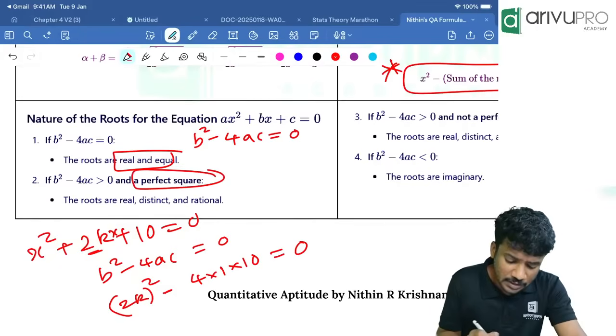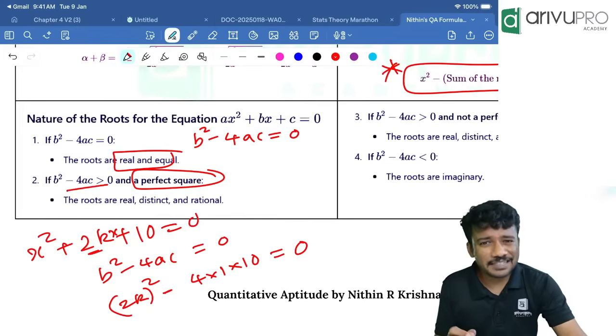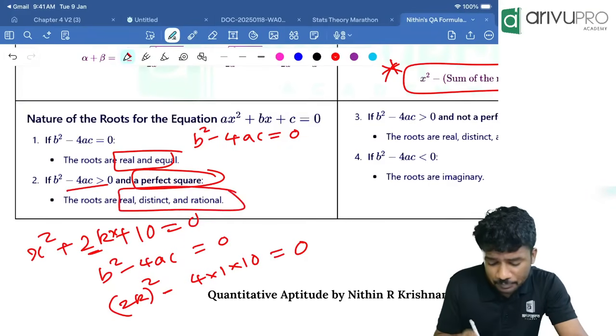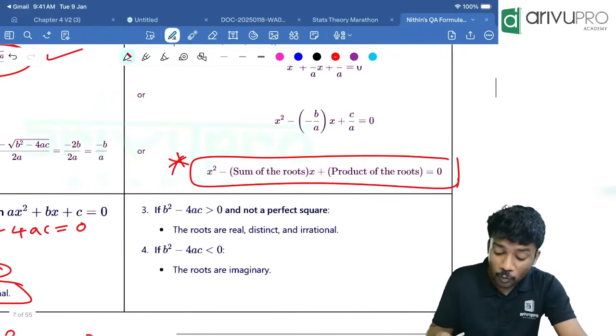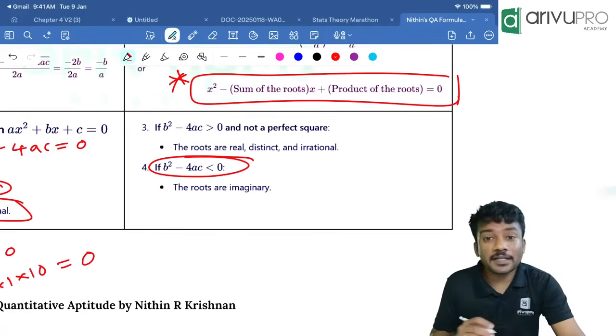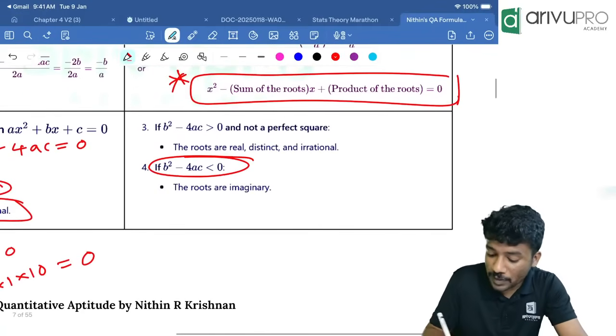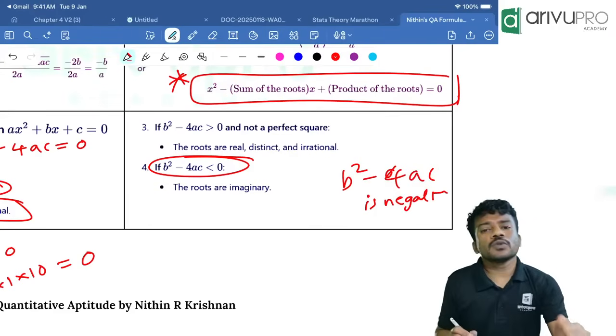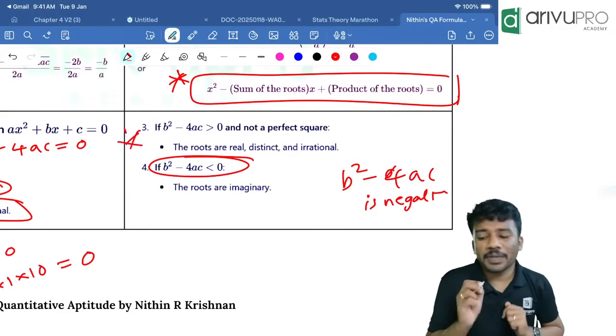Then if b square minus 4ac is greater than 0 and a perfect square, then it is real, distinct and rational. So when is it imaginary? When b square minus 4ac is less than 0, that means when b square minus 4ac is negative, we can say that the roots are imaginary. It was there in the May attempt.